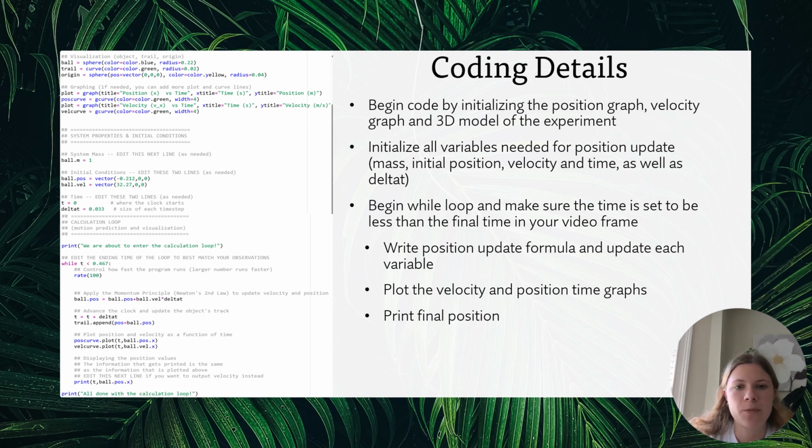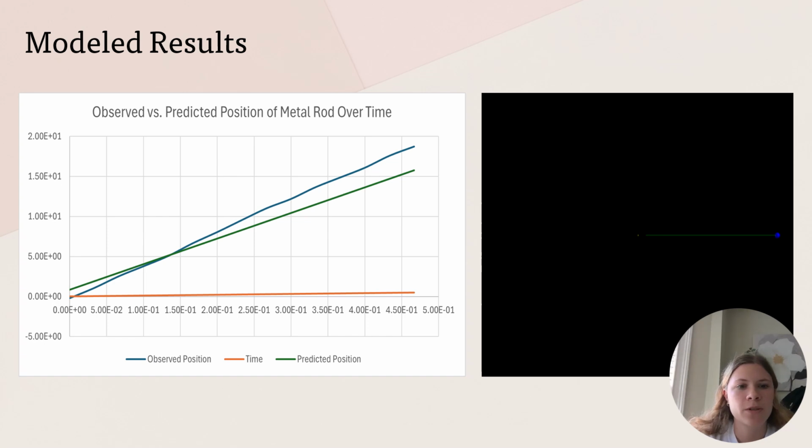And then I began the while loop to make sure the time was set to be less than 0.467 seconds, wrote the position update formula, updated each variable, plotted the velocity and position time graphs, and then printed the final position. So these are the modeled results. On the left is the graph from Excel with the observed positions and predicted positions of the metal rod over time. You can see that both of them are linear, but they're not perfectly aligned because of the possible errors like I mentioned earlier. On the right is the 3D model of the rod moving at constant velocity from GlowScript.